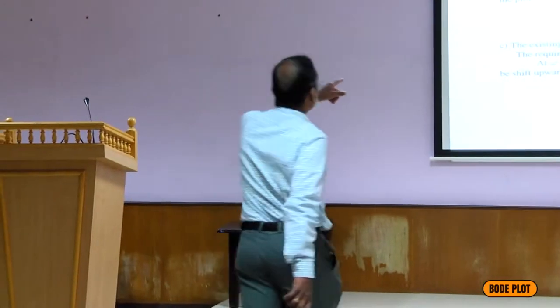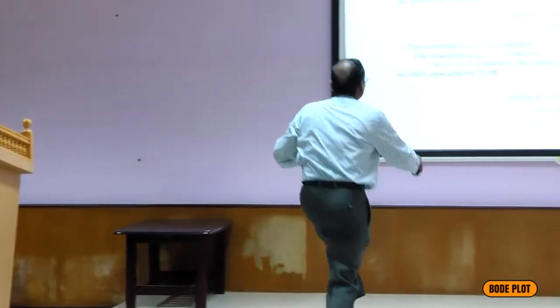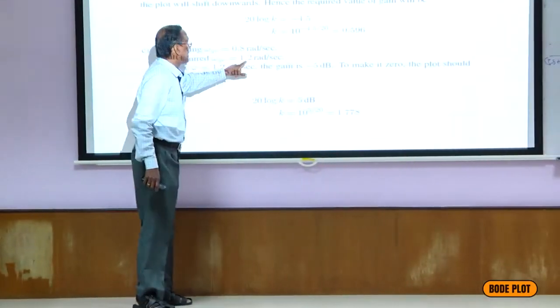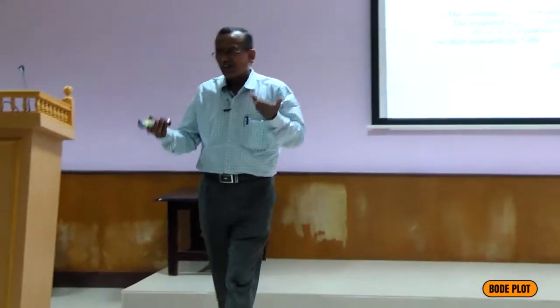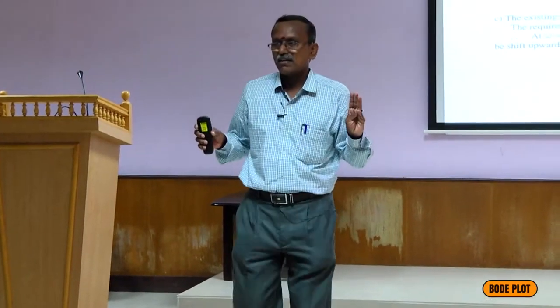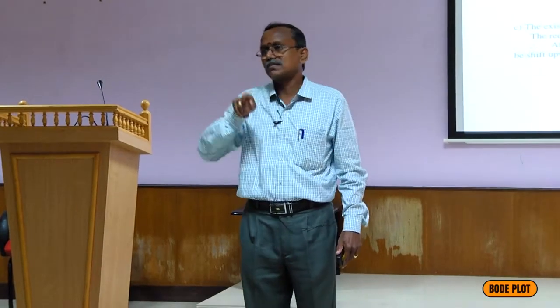But the existing gain crossover frequency is 0.8 radians per second, and the required gain crossover frequency is 1.2 radians per second. So they are different, that's why I have to do something. Gain crossover frequency means what? What is gain crossover frequency? It is where the magnitude plot crosses 0 dB.